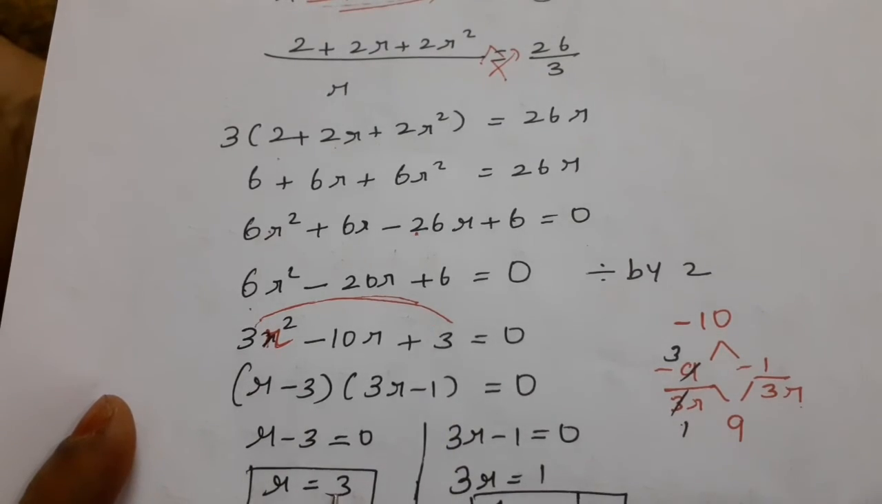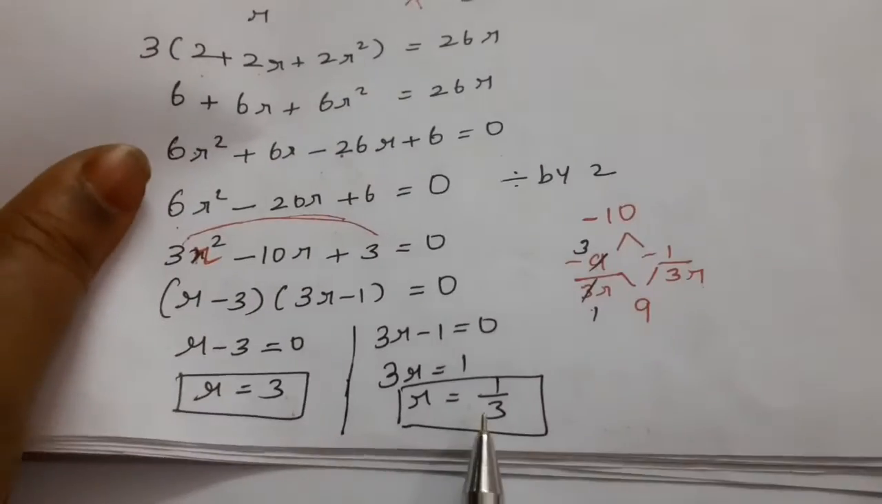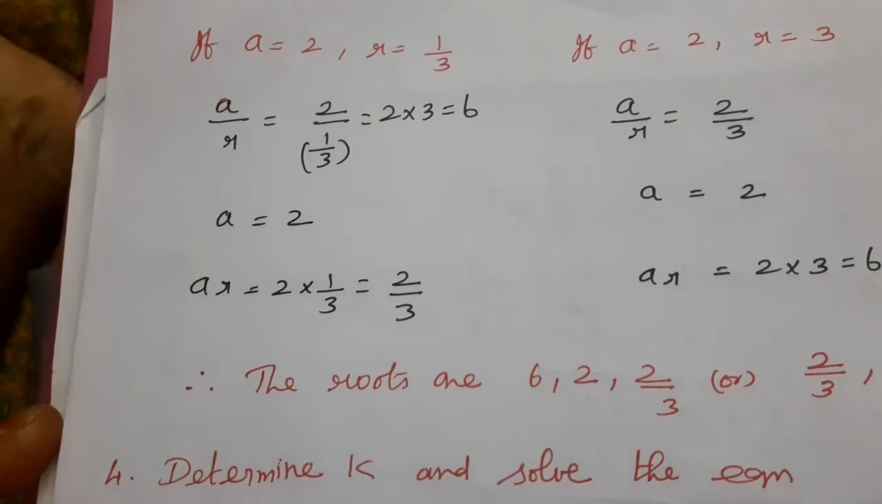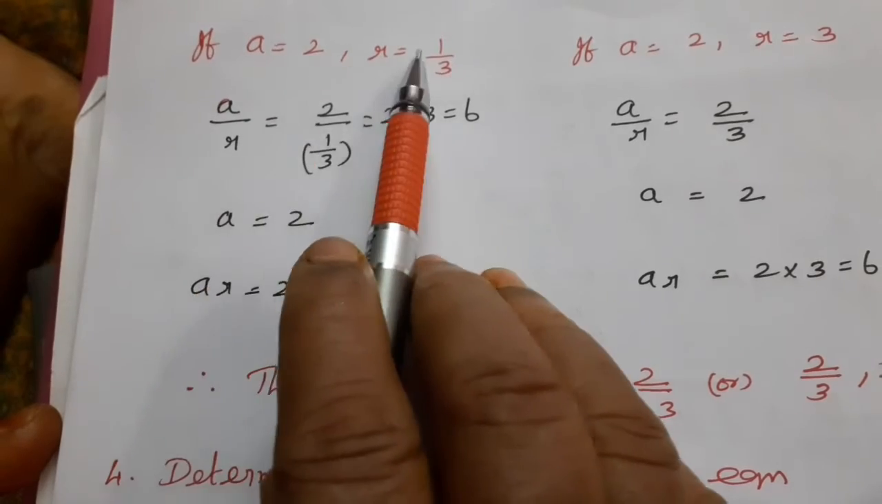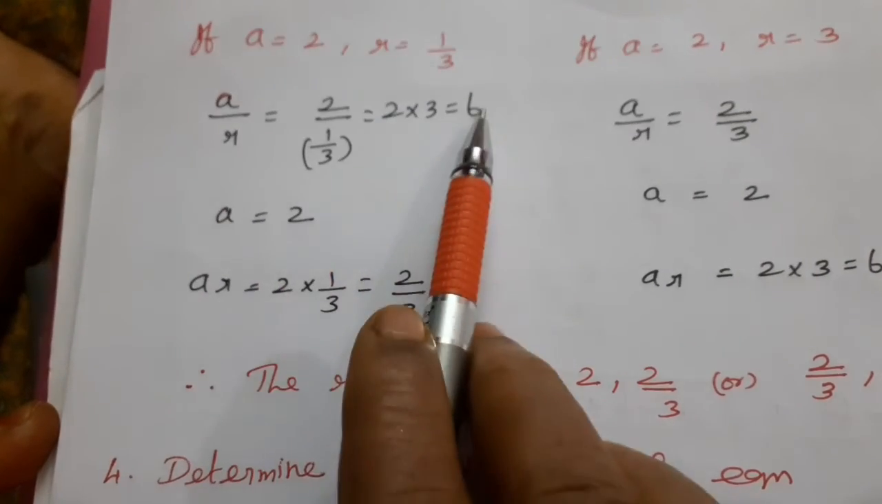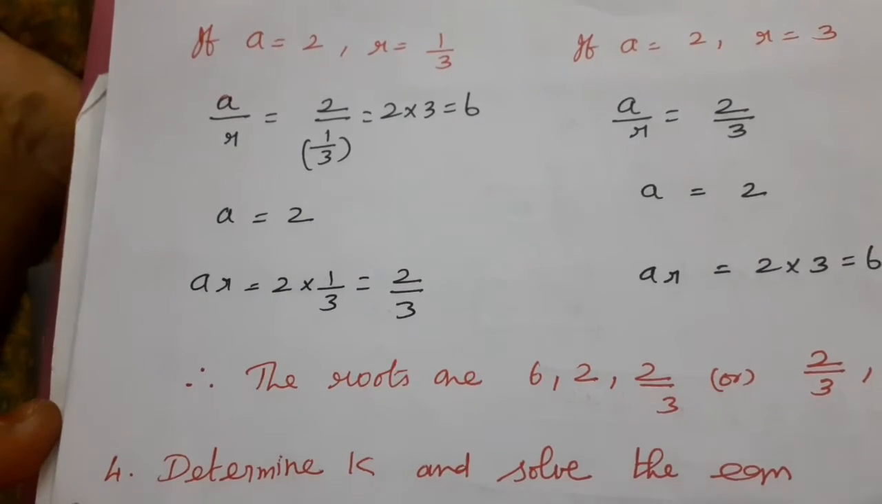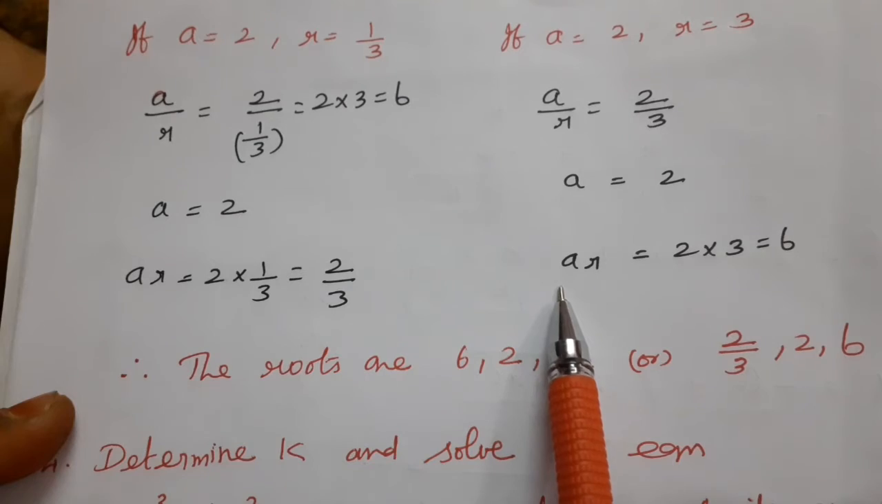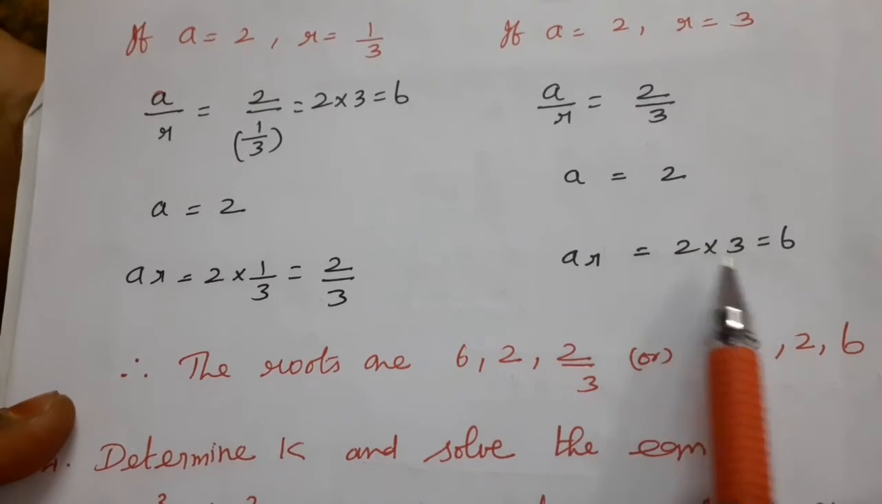You get the value r equal to 3, r equal to 1 by 3. We get the two values, r equal to 3, r equal to 1 by 3. Now if a equal to 2, r equal to 1 by 3, then a by r, a, ar. You substitute the values, you get what? 6, 2, 2 by 3. So if a equal to 2, r equal to 3, then a by r, a, ar. What is the result we get? 2 by 3, 2, 6.